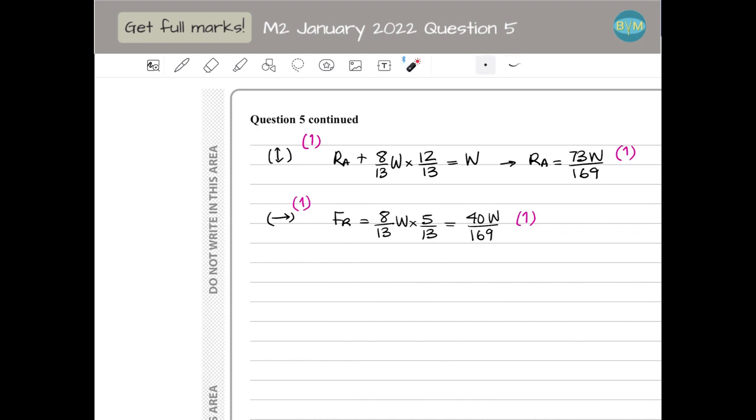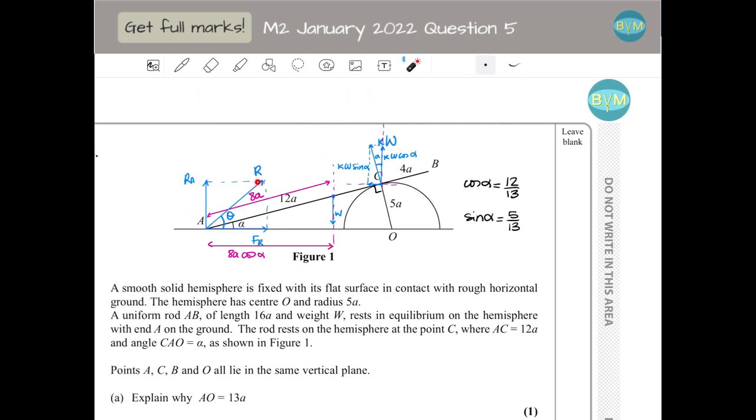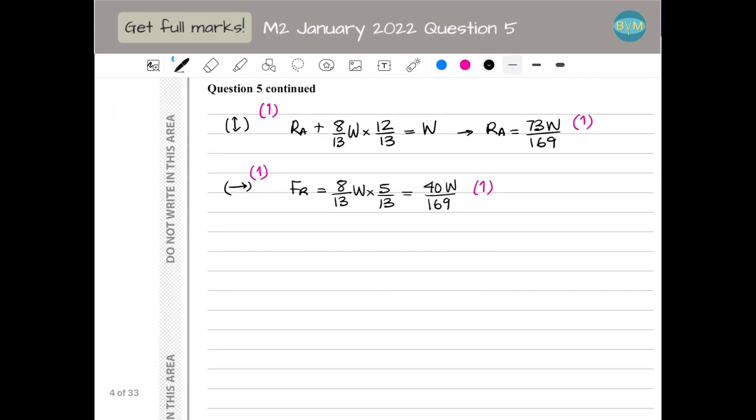So that means that my resultant force here, if I use Pythagoras, is going to be this one squared plus this one squared, square root, yeah? So R, the magnitude of R, that's what they are asking me for, is going to be the square root of the horizontal component squared plus the vertical component squared. You can call it friction and normal reaction, or just vertical and horizontal. And this is 1 mark for using Pythagoras. You just substitute the values and you find that this is going to be root 41 divided by 13 W. And this is 1 mark for this final answer. So 1 for using Pythagoras and 1 for finding the correct answer.